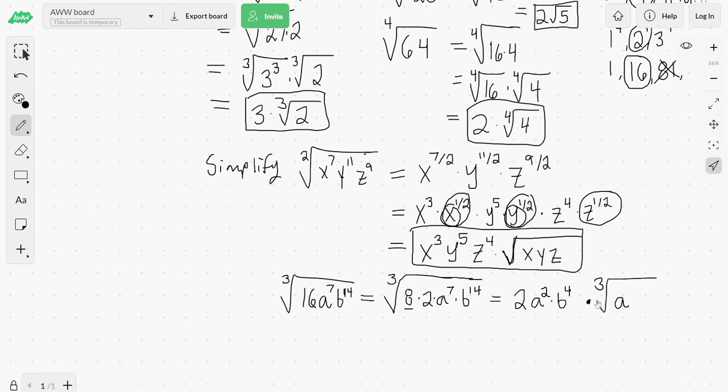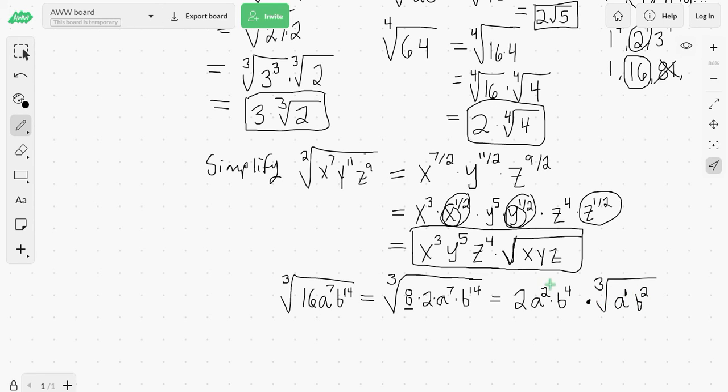So, anyway, back where we left off. 3 goes into 7 twice, so we have 2 here with the remainder of 1, so that's like we have a power of 1 right here on the inside of the radical. And then 3 goes into 14 4 times with the remainder of 2, so we have b squared on the inside.